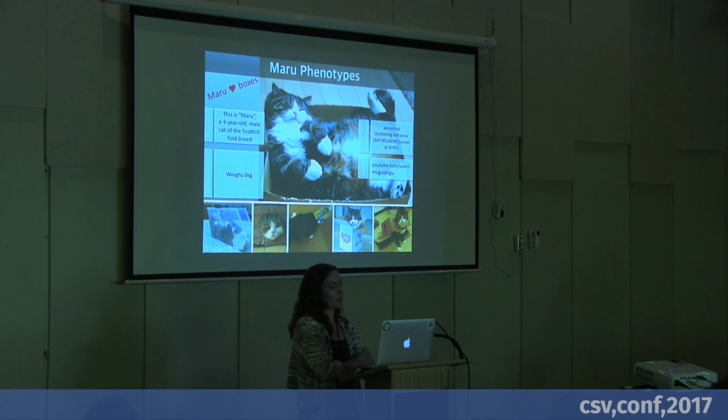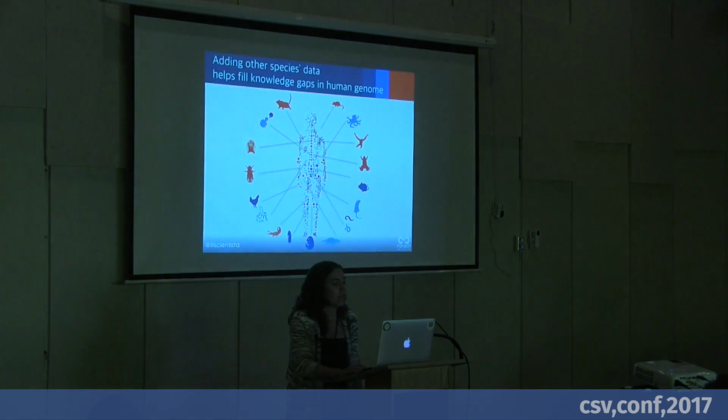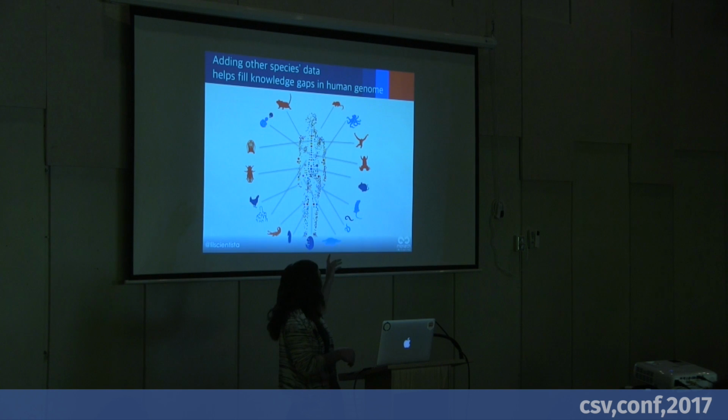Another reason why I'm showing you Maru, besides that it's a cute cat and that's kind of the conference theme, is that it's really important to integrate data from all species, because adding other species data helps us fill in knowledge gaps in the human genome. For example, I was a neuroscientist, and a lot of basic neuroscience research was first done in the squid. So we can learn a lot from integrating data from other species.